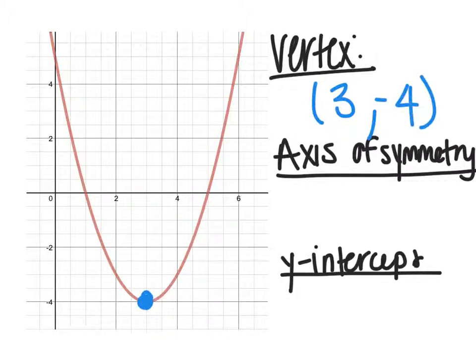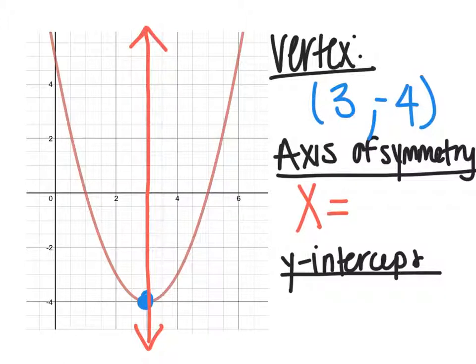So my axis of symmetry is going to be a vertical line that goes through the vertex. It's very important to remember that it always goes through the vertex, and its equation is always going to be x equals whatever value the line of symmetry touches the x-axis at, which in this case it touches the x-axis right here at positive 3. So its equation is x equals 3.